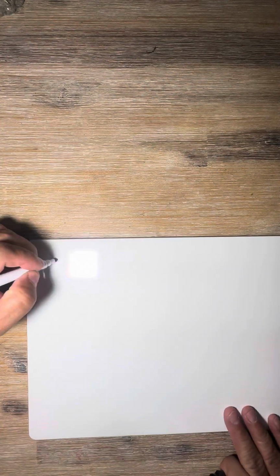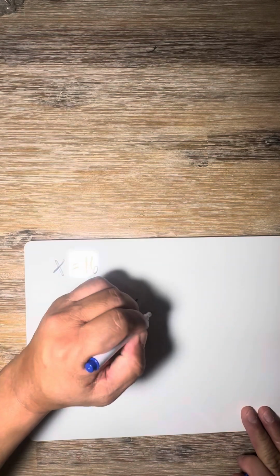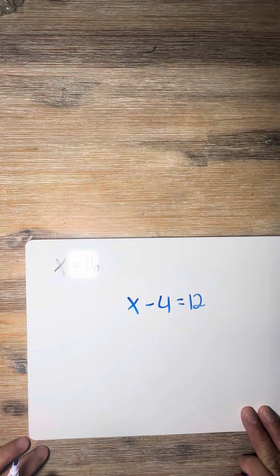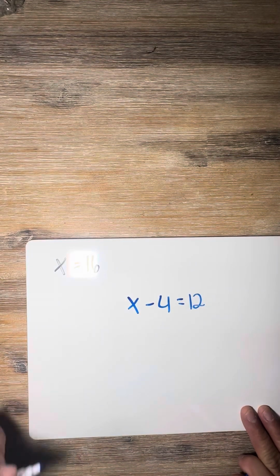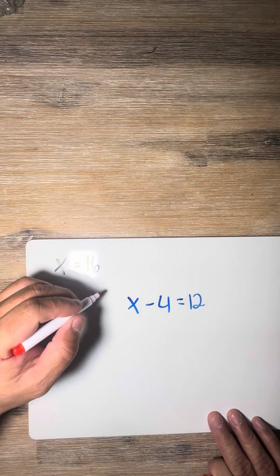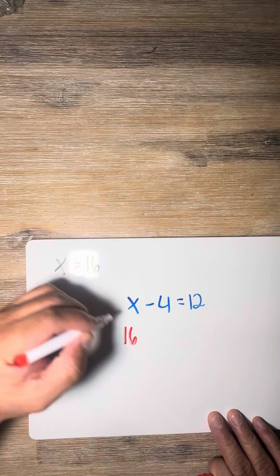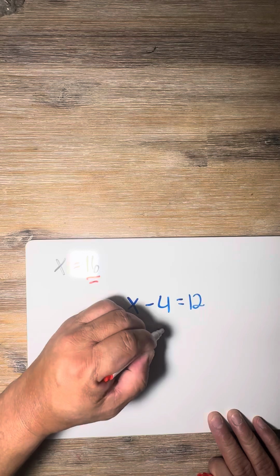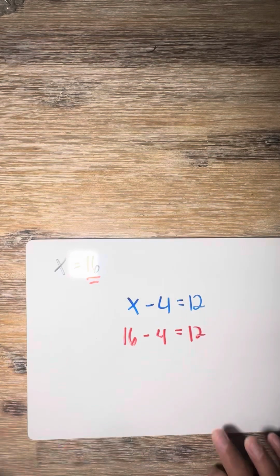Now, again, we want to make sure that our final answer is correct, okay? So our final answer was x equals 16, okay? Now, our original problem was x minus 4 equals 12. Now, all we have to do is plug in the x as 16, because we got x equals 16. So instead of writing x, we are now going to write its value, which is 16. And then we bring down the minus 4, bring down the equal sign, bring down the 12, okay?